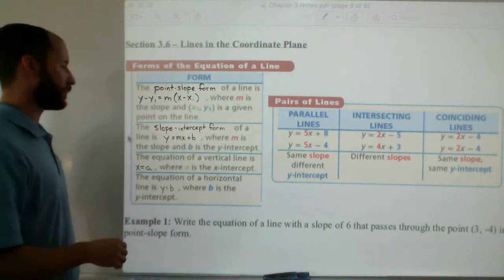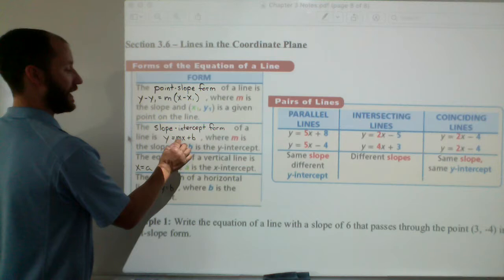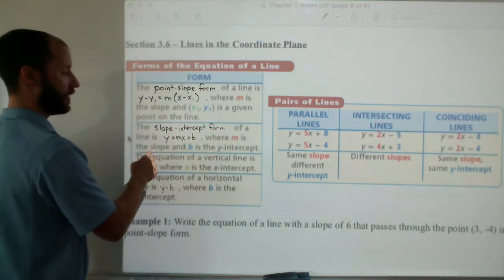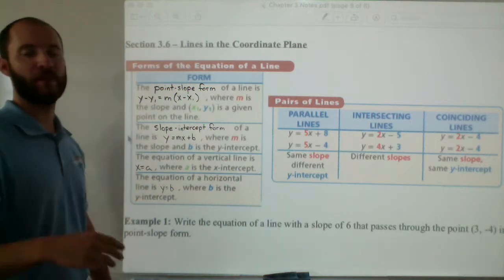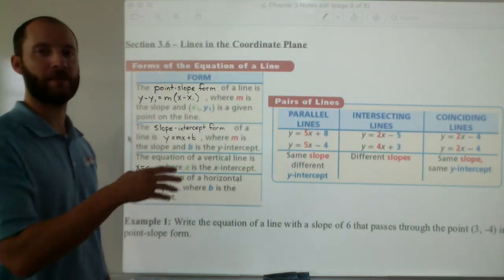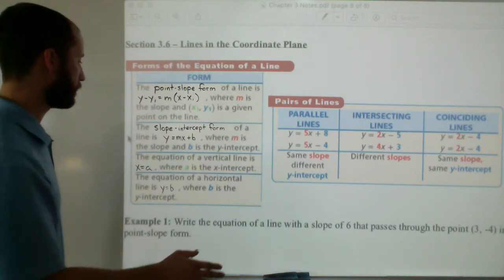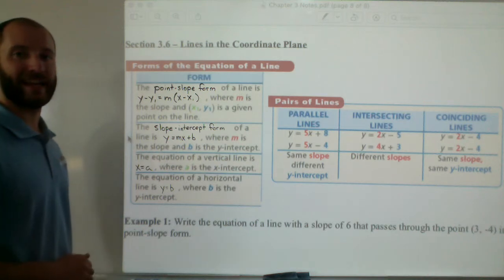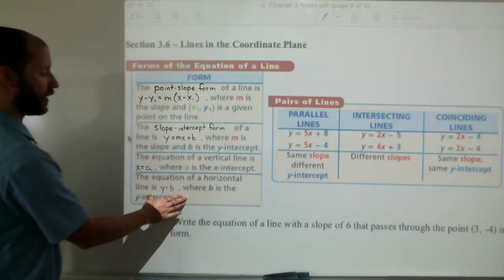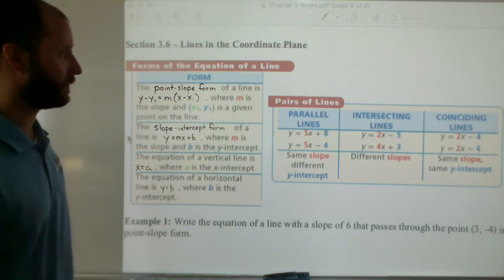The slope intercept form of a line is y equals mx plus b. The m is the slope, b is the y-intercept. So the slope and the intercept. If you have the slope and a y-intercept, that's going to be the easiest form of the equation to use. We have vertical lines that are x equals a, just where it crosses the x-axis. Horizontal lines, y equals b. b is where it crosses the y-axis.